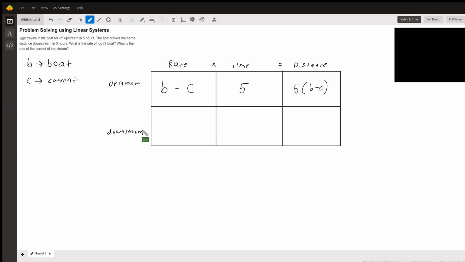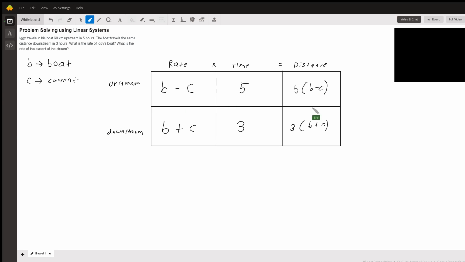So his rate downstream is then going to be b plus c, or his boat plus the current. His time, we know the same distance downstream in 3 hours, so it's going to be 3 hours this time. It should make sense because going downstream with the current makes you go faster. And then his distance is going to be 3 times parentheses b plus c. Now his distance is, again, not 60 kilometers in the chart, but we're going to be setting these distances equal to 60 kilometers because that's the actual distance Iggy traveled.